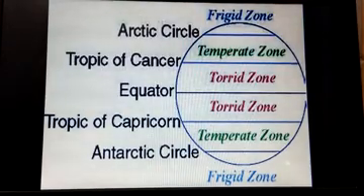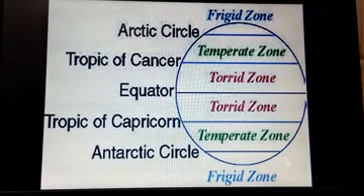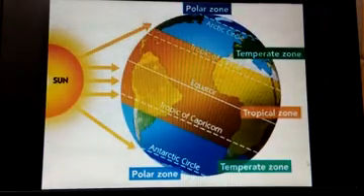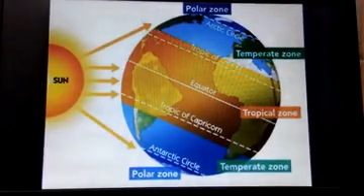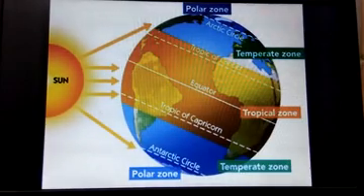First zone. You have to draw this diagram as homework in your copy. This is the torrid zone, next is the temperate zone, and third is the frigid zone. This diagram is again important. So I suggest you, when you solve the questions and answers of geography, chapter 2, draw these diagrams as well.